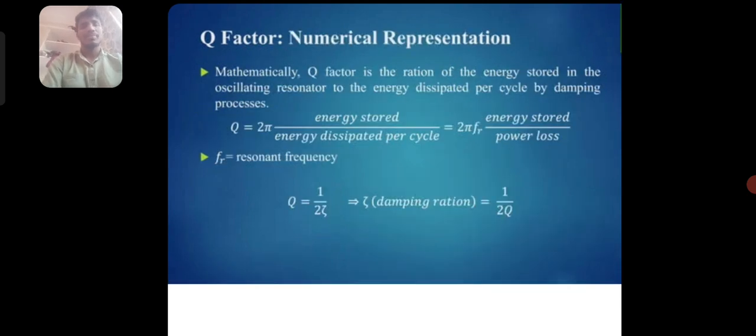Next, Q factor numerical representation. Mathematically, Q factor is the ratio of the energy stored in the oscillating resonator to the energy dissipated per cycle by the damping process. Q equals 2 pi times energy stored divided by energy dissipated per cycle, which is 2 pi Fr times energy stored divided by power loss. Fr is equal to the resonating frequency. Q equals 1 by 2 zeta, and damping ratio equals 1 by 2Q.